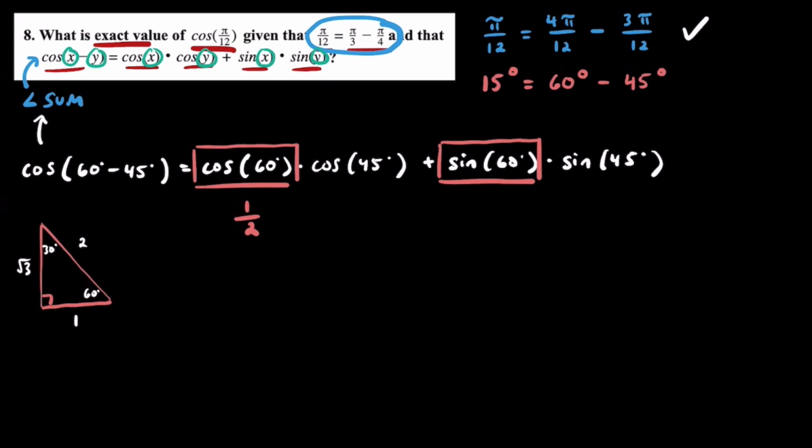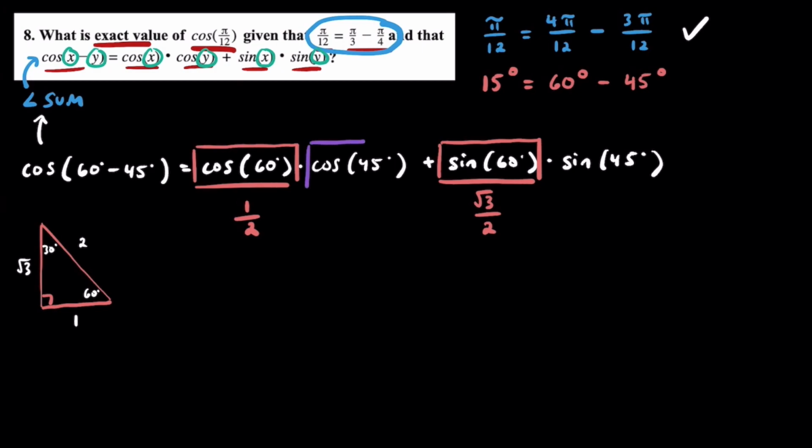Now for sine of 60, here's our 60 degrees. That's going to be opposite over hypotenuse, or O over H. Root 3 is our opposite, and 2 is our hypotenuse. We can then go ahead and say that sine of 60 degrees is going to equal root 3 over 2.